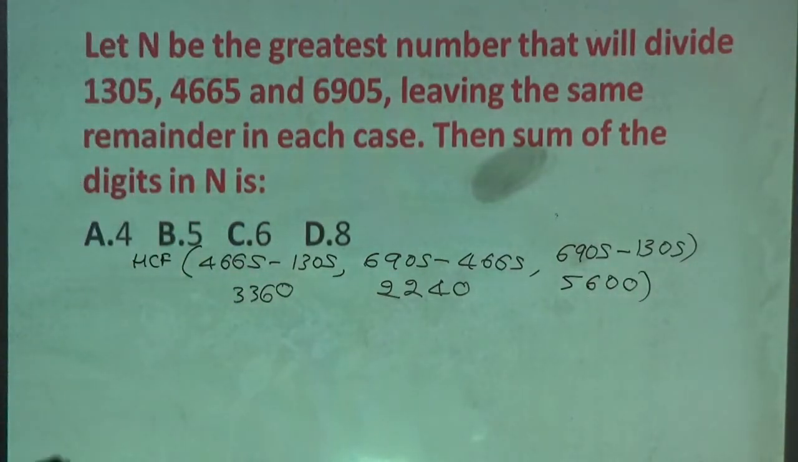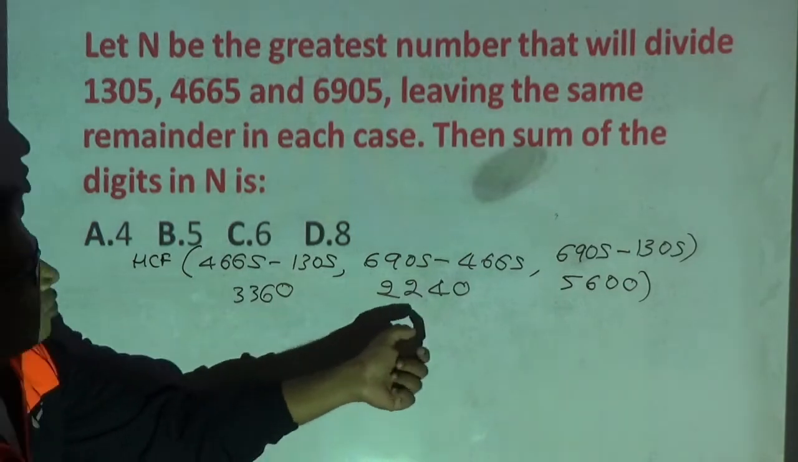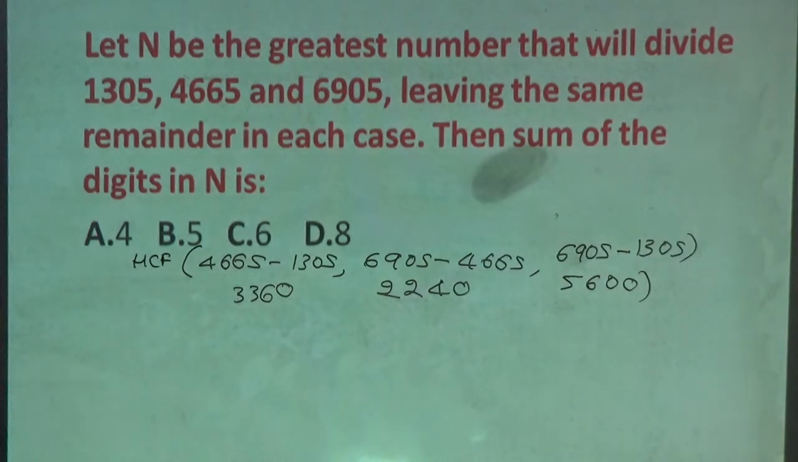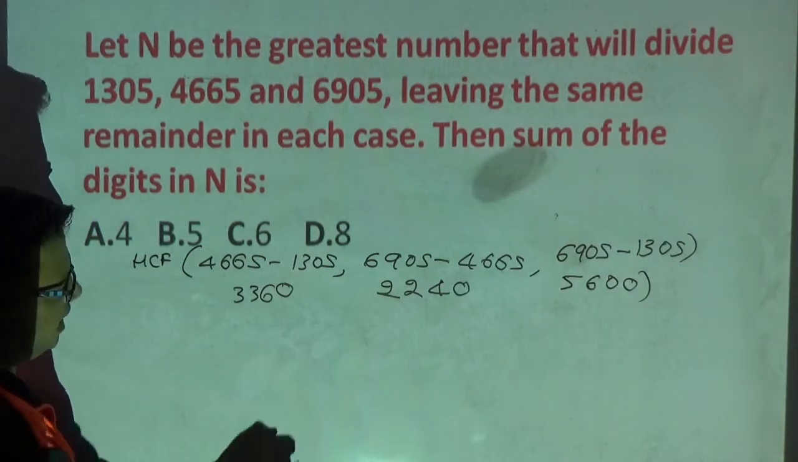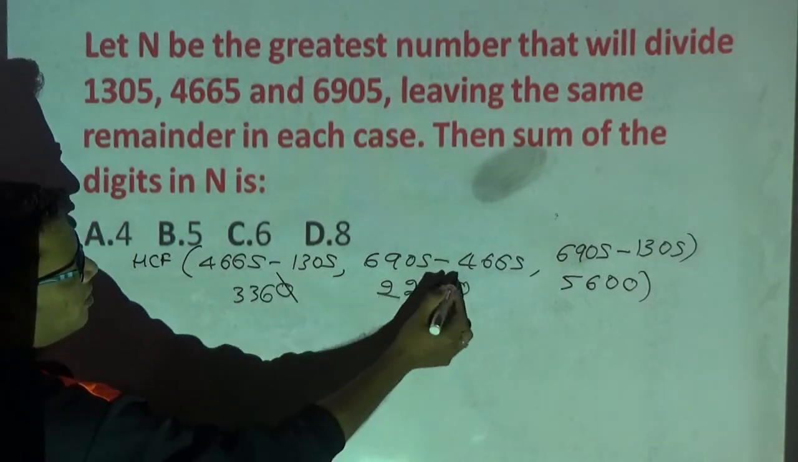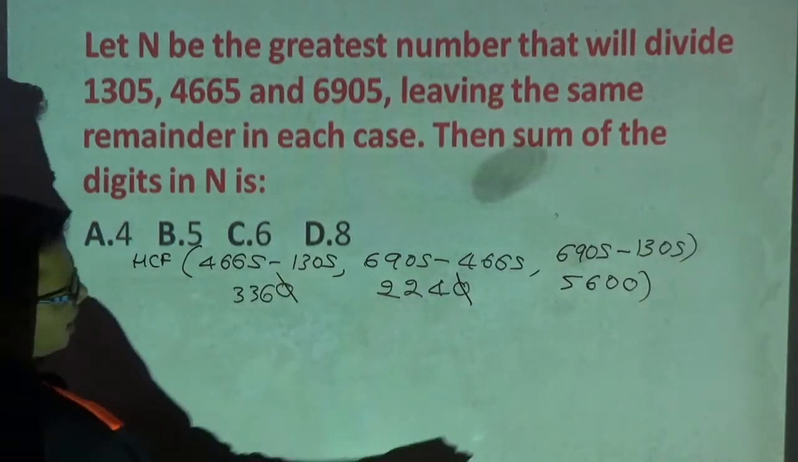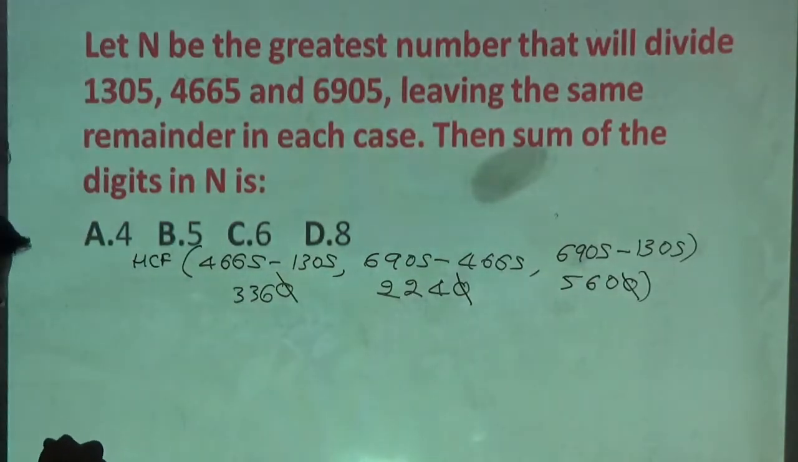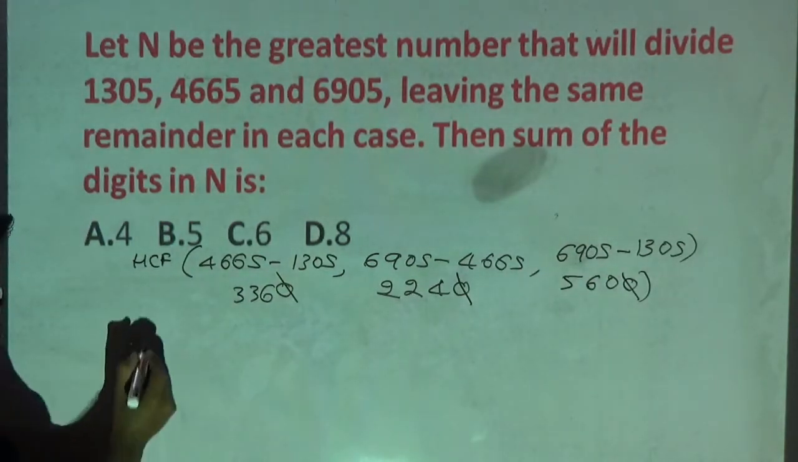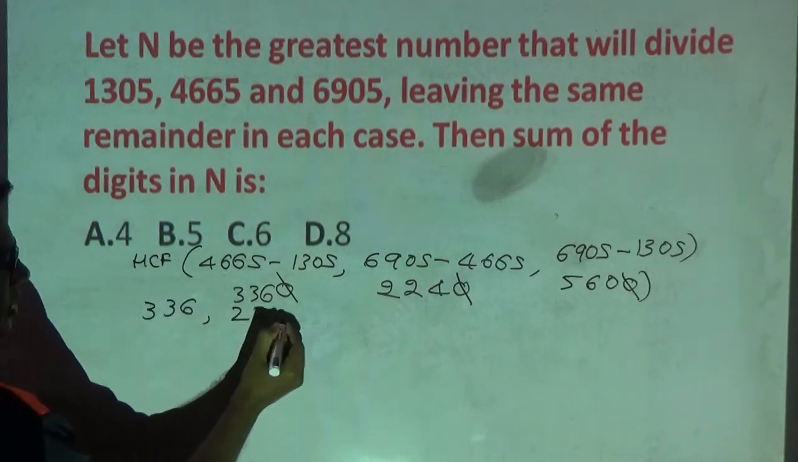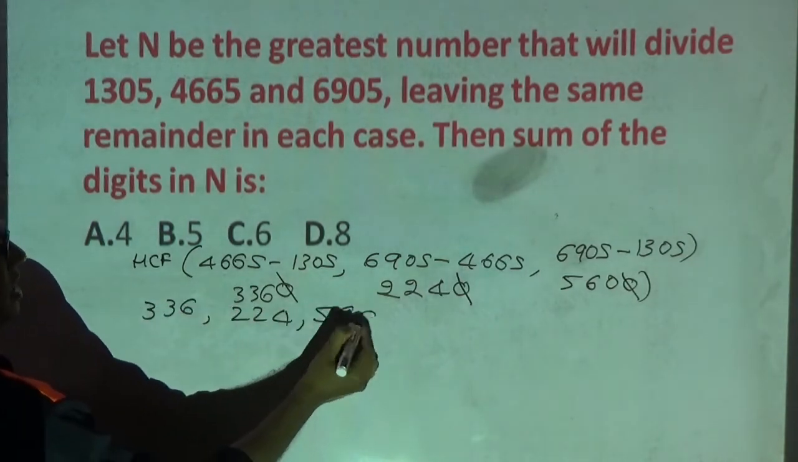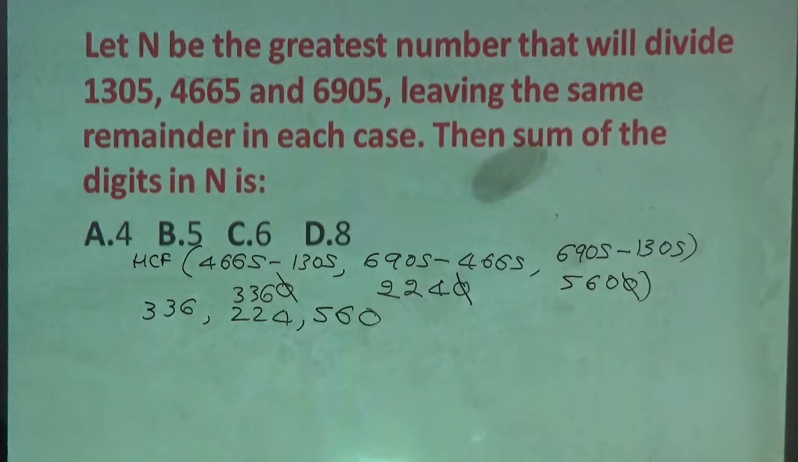I need to find out HCF of 3360, 2240 and 5600. In order to solve the problem very easily, initially I will ignore the zeros. Later I will consider them. Initially I will ignore these zeros. Now what I need to find out? I need to find out HCF of 336, 224 and 560.